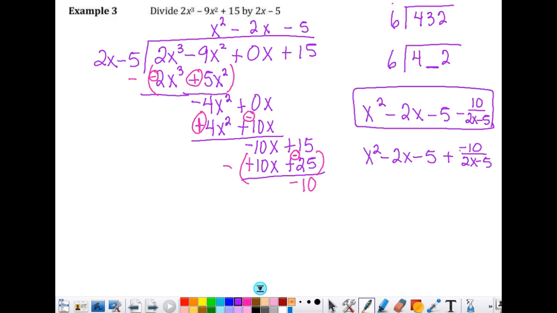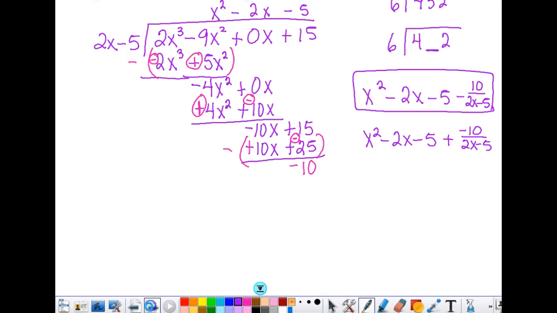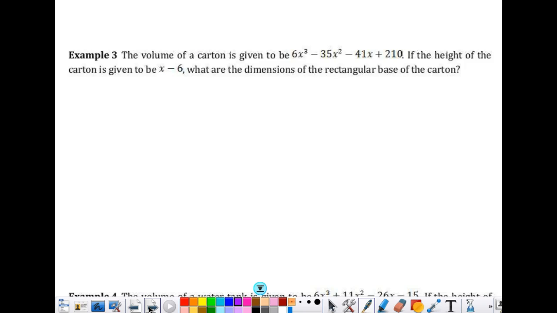So the last problem's a word problem. I'm not going to work the very last problem, I'm just going to work this one. Tomorrow we're going to do long division, but we're going to learn an easier way.